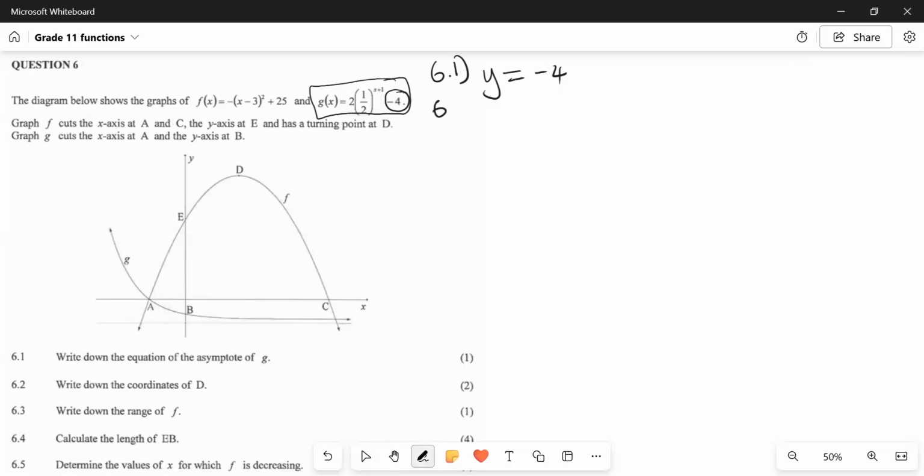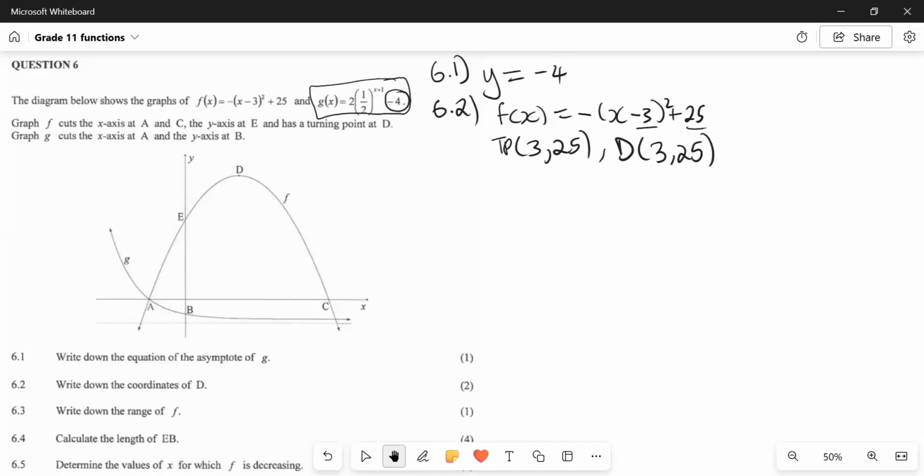Then 6.2. Write down the coordinates of D. Okay, coordinates of D. So we need to consider the graph of f because D lies on f. So we have your -3 and your +25. But now the turning point would be (3; 25), which is the point D. So the turning point becomes our point D, right?